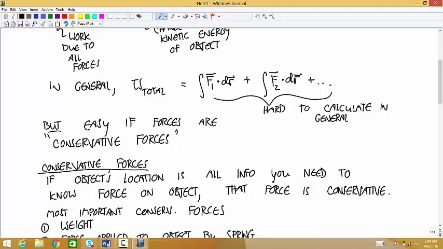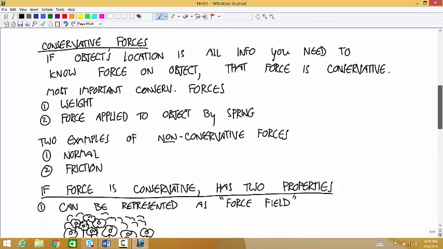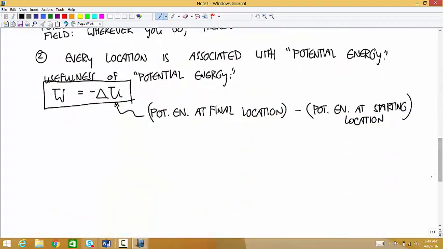With conservative forces, that's not the case, and you can see that from how we do this calculation. With a conservative force, no matter what the path is that the object takes, the work done by the conservative force is just the potential energy representing the final location minus the potential energy representing the starting location.